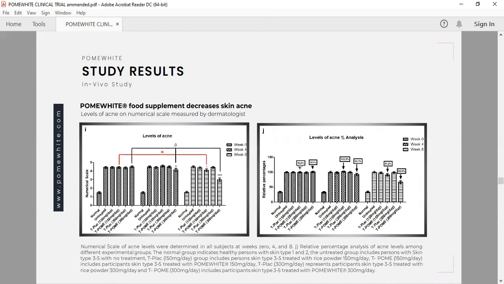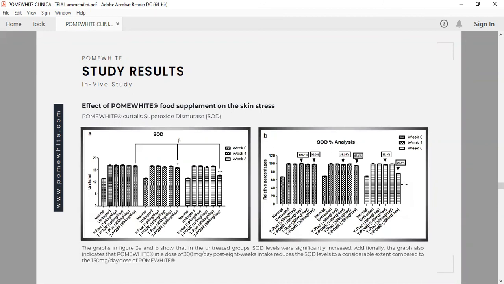Their levels once calculated with the percentage calculation here again, almost 40% decrease in the level of acne could be seen after the treatment with Palm White for 8 weeks at a concentration of 300 mg per day.